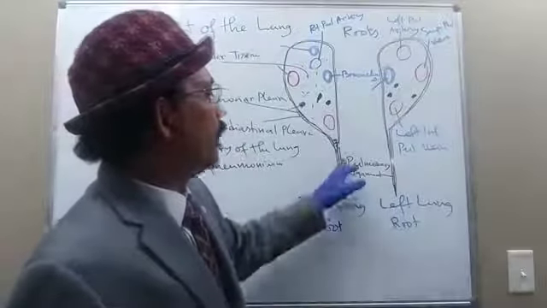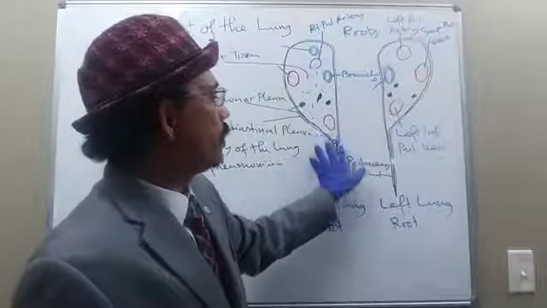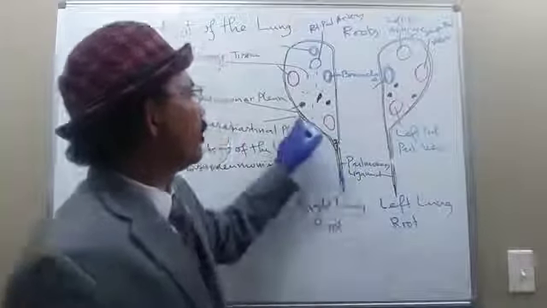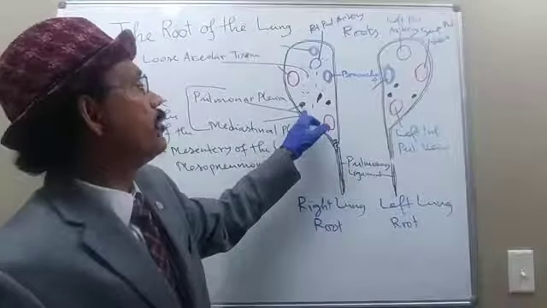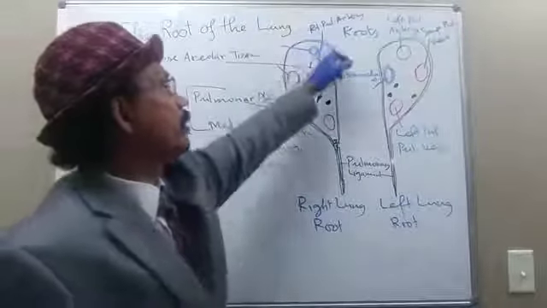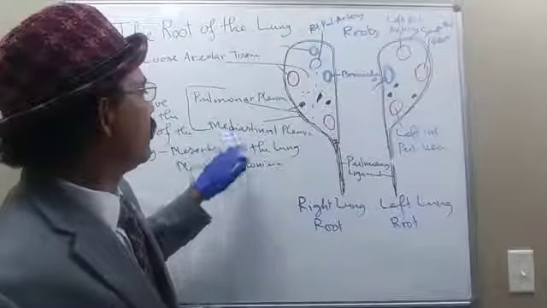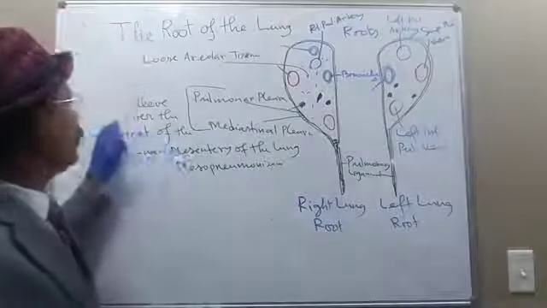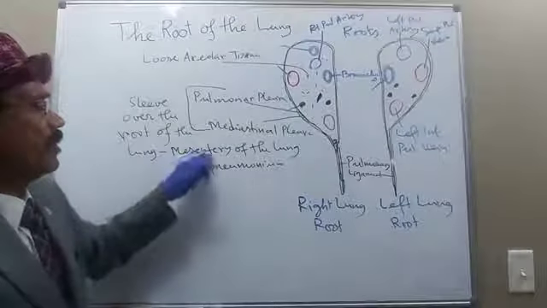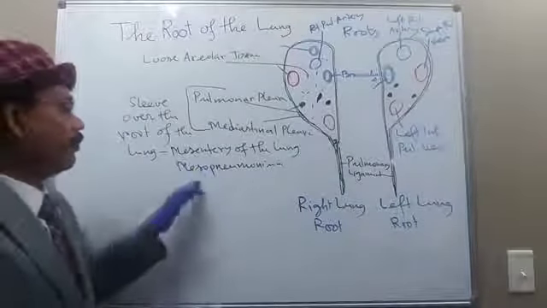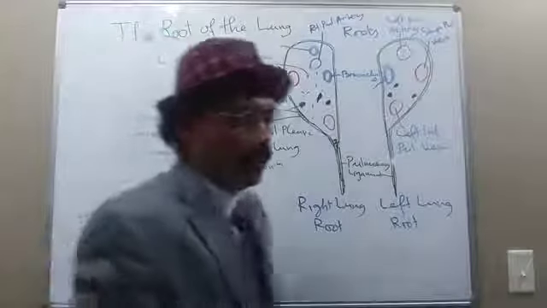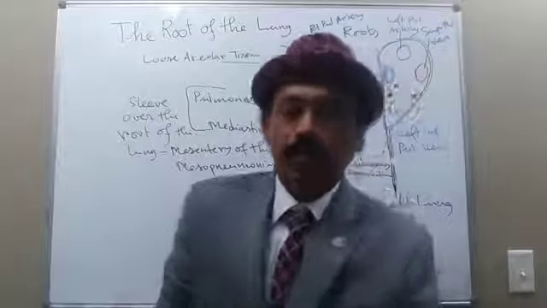And we know the pulmonary ligament is formed by two layers of the mediastinal pleura. Mediastinal pleura is reflected to the pulmonary pleura around the root of the lung and forms the sleeve over the root of the lung called mesentery of the lung, and also called mesopneumonium. So that's all about the root of the lung.